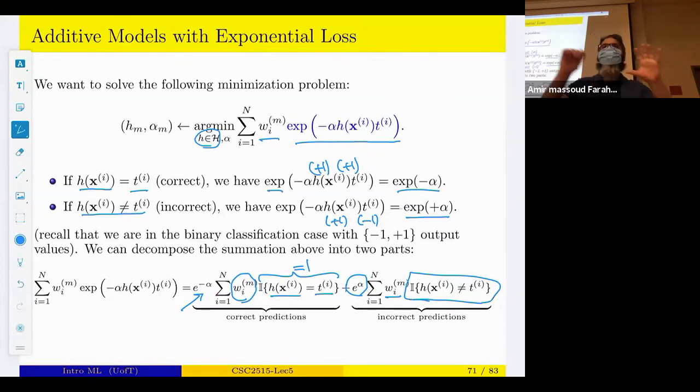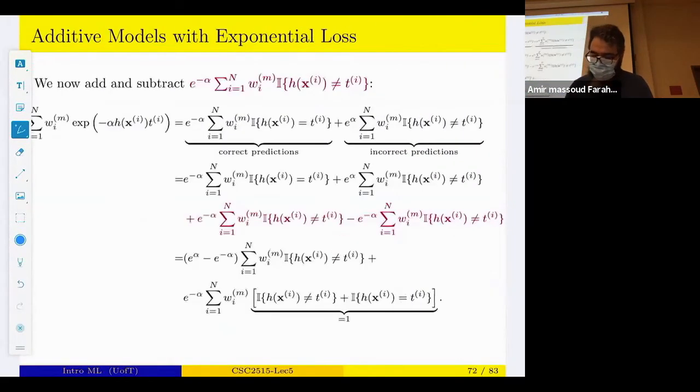Okay, so we divided the loss function into two parts, and we see that this helps with the manipulation. What we do now is add and subtract this term, which is e to the power of alpha minus e to the power of minus alpha times the summation over data points of w_i times the indicator of h(x_i) being different from t_i. Maybe I should give you a warning: this derivation seems a bit complicated, and that's okay. It's okay if you don't follow each step. Each step should be clear, but we are just doing some algebraic manipulation.